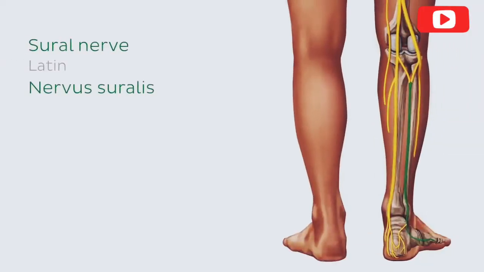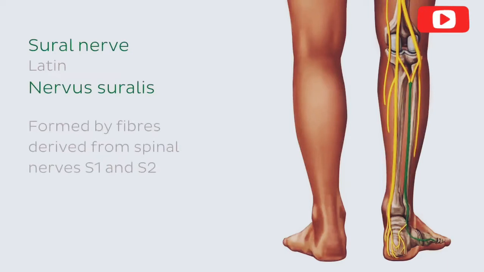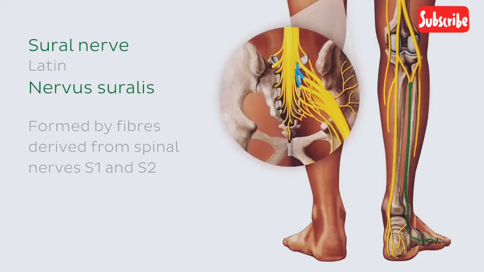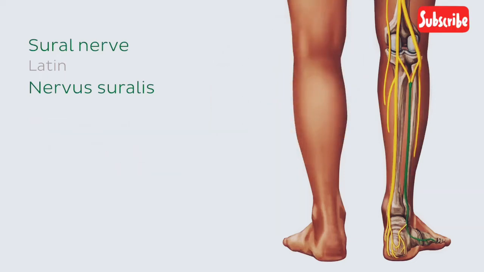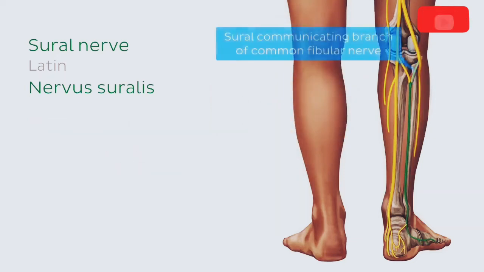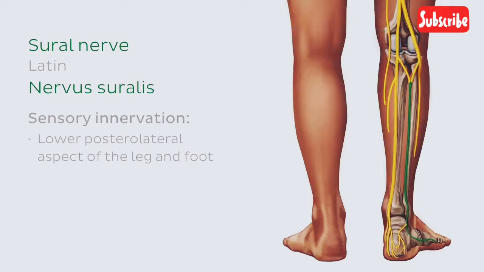Starting with the sural nerve, which is formed by fibers derived from spinal nerves S1 and S2. The sural nerve descends down the leg and is joined at a variable level by the sural communicating branch of the common fibular nerve, which we can see here. This nerve provides sensory innervation to the lower posterolateral aspect of the leg and foot.